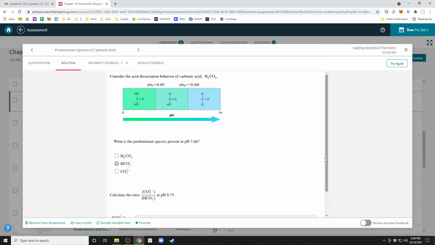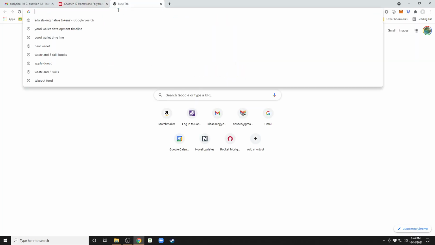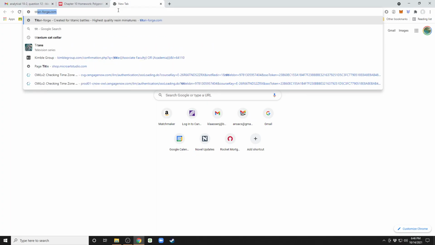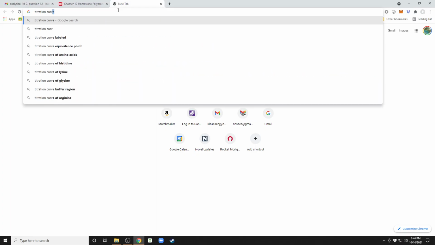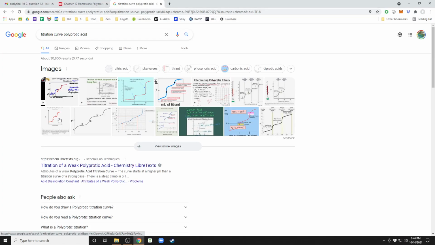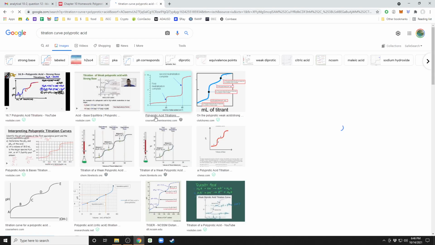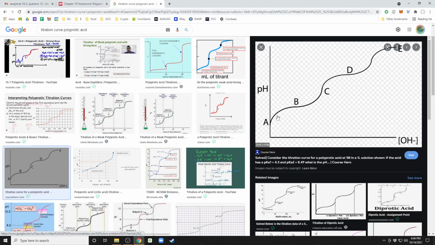Okay, so this is another predominant species, and what I want to point out in these problems is that when you're doing polyprotic acids or bases, the easiest way to deal with them is to think of them like a titration curve of a polyprotic acid. If you look at a titration curve, you have this repeated pattern that shows up, and that is that you have the pure acid.